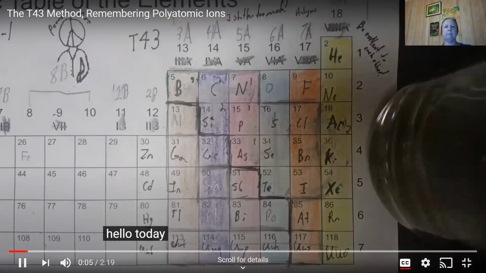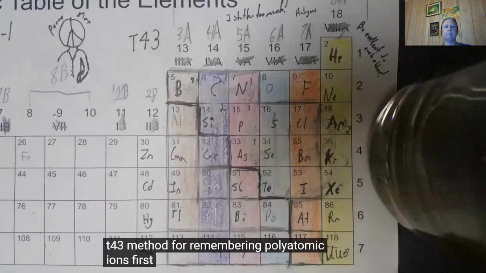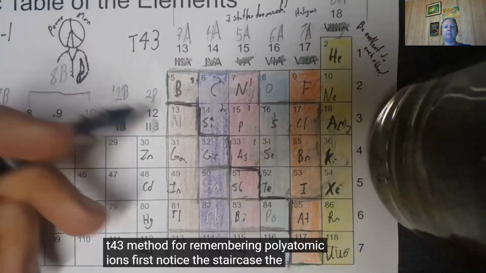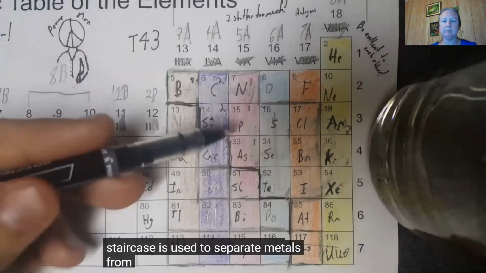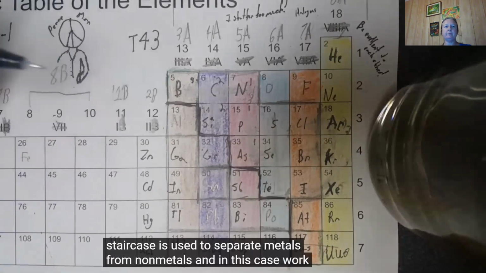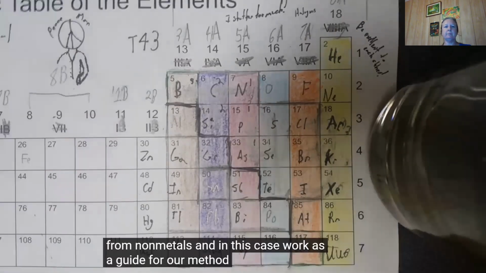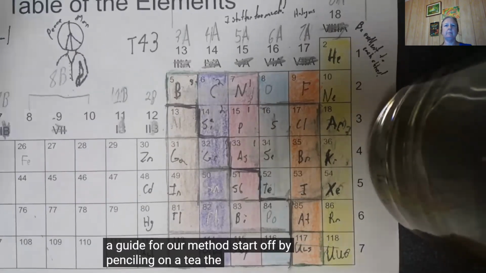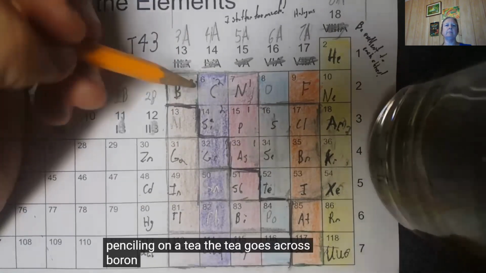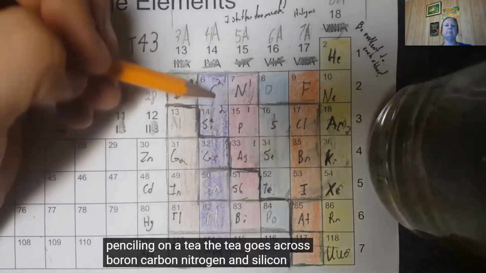T43 method for remembering polyatomic ions. First, notice the staircase. The staircase is used to separate metals from nonmetals, and in this case, works as a guide for our method. Start off by penciling in a T. The T goes across boron, carbon, nitrogen, and silicon.